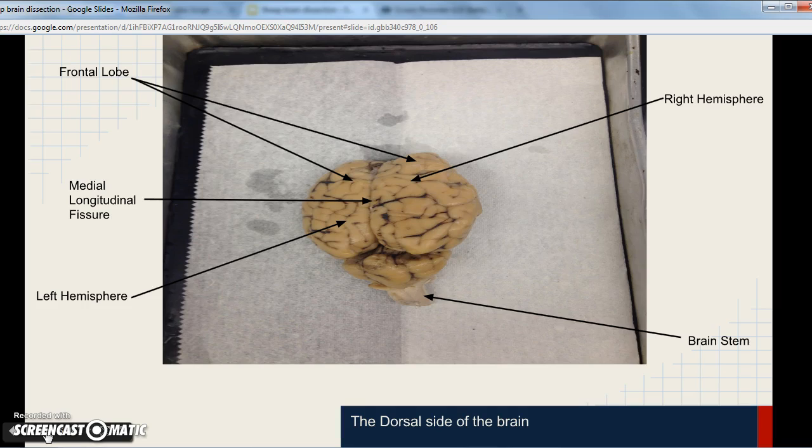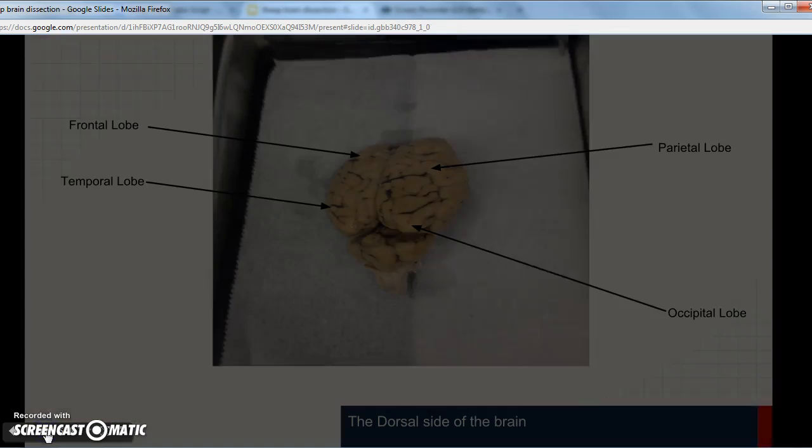The brain stem is in the back of the brain, and that is responsible for connecting the spinal cord to the brain, allowing the sheep to breathe and letting information get into the brain. The first thing we did was cut down the medial longitudinal fissure, which divides the left and right hemisphere.